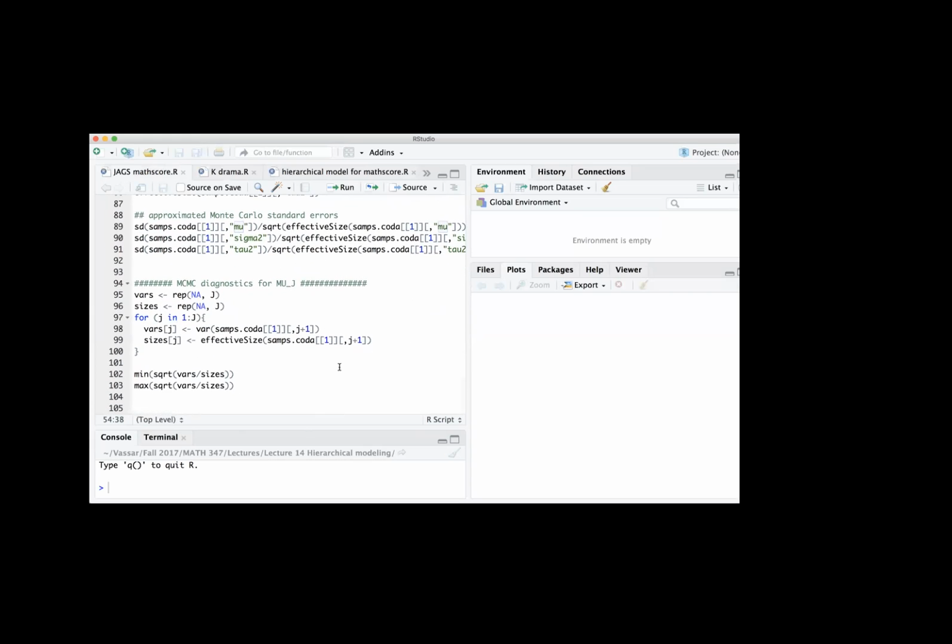especially about how to get the MC diagnostics for all of the mu j. Because you need to go through all of the different schools to compute the variance and the effective sample size. So over here, you notice that J loops from 1 to capital J, but because the whole matrix stores mu first, and then all of the mu j, and then sigma squared and tau squared, I have to loop from J plus 1. Those are some subtleties, and you should all be careful about what they're doing.